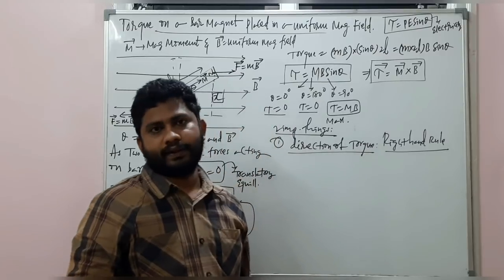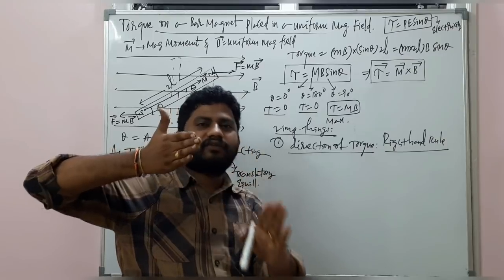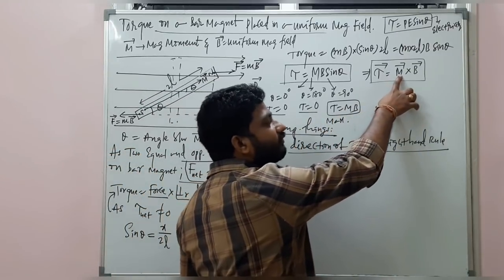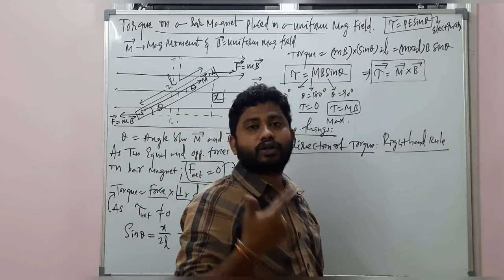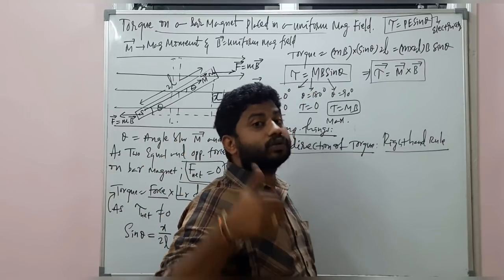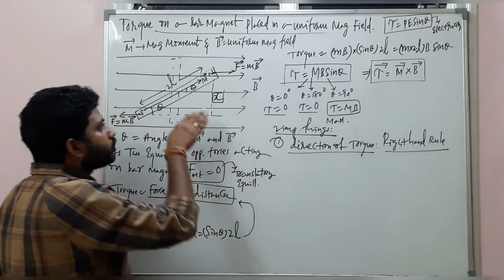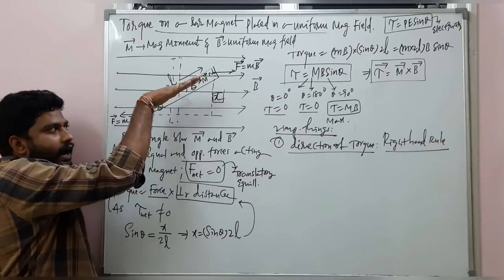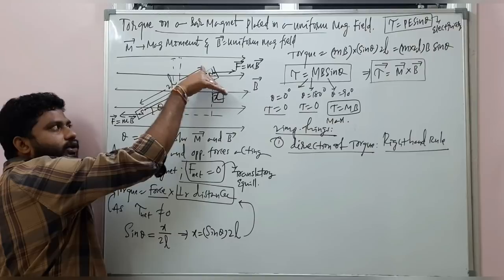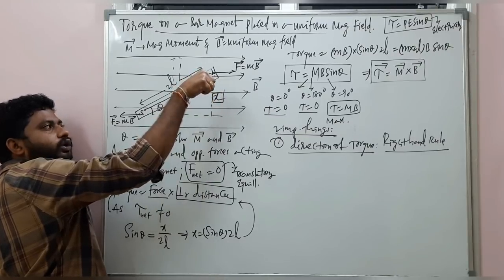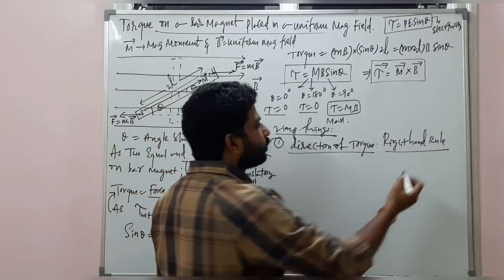It's simple. Stretch your right hand palm in this direction. All these stretched fingers must be kept in the direction of m bar and curl them towards B bar. So m bar cross B bar will give you, that means your thumb will give you the tau bar direction, right? Let's check here. So this is your m bar and B bar is here. So m bar, curl towards B bar, and you see the torque is inwards into the plane. That's it. So that's about the direction.